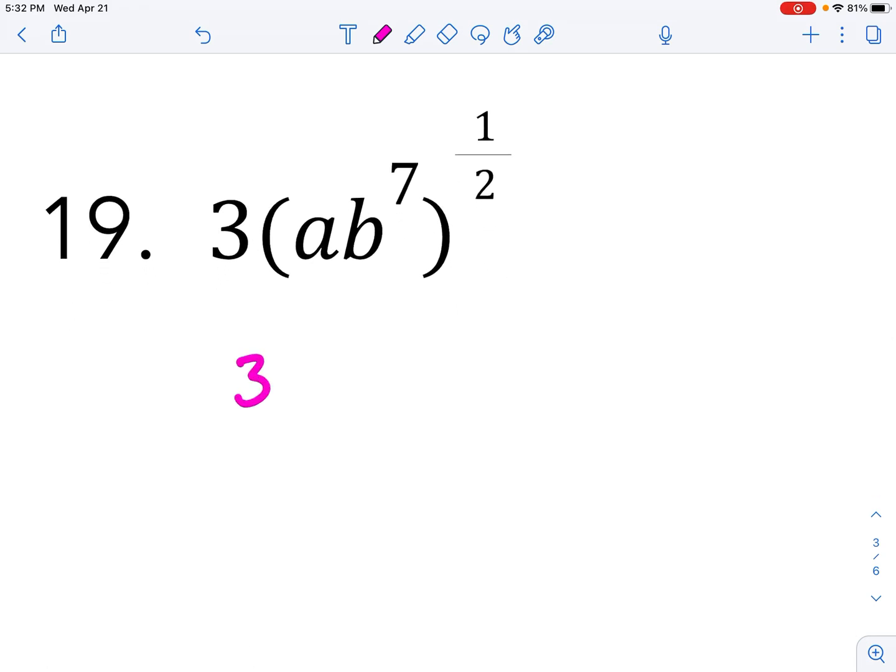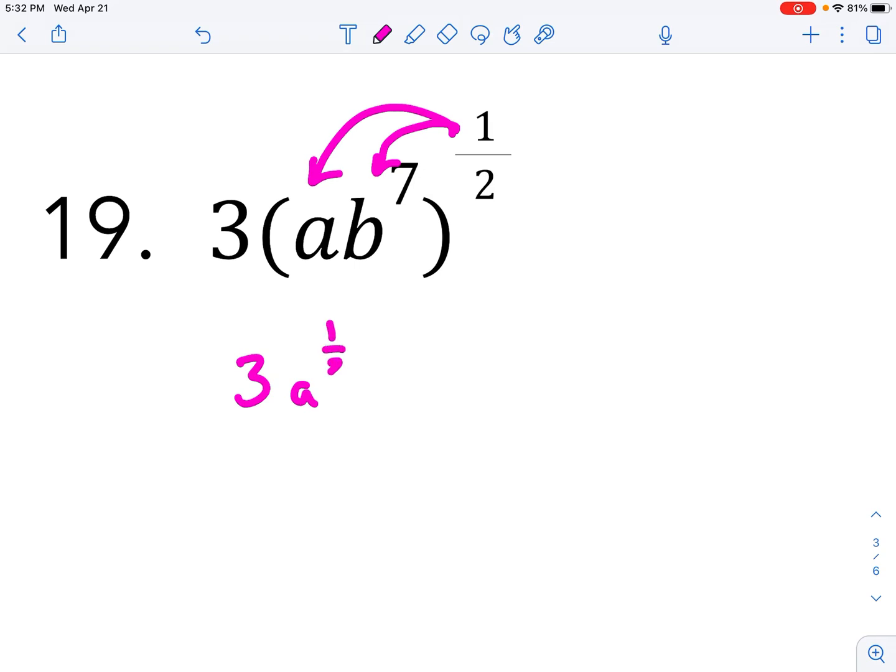Number 19, 3 will keep the same. It's not being affected by anything. It's just out front. As for the A and the B, well, this 1/2 is going to go into both. It's going to go to the A and the B because it's outside of the parenthesis, so everything inside the parenthesis gets a piece.